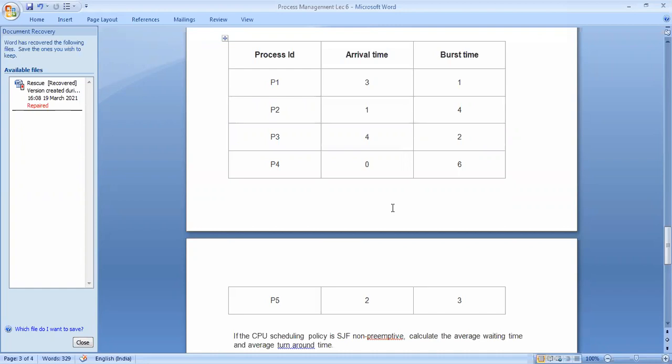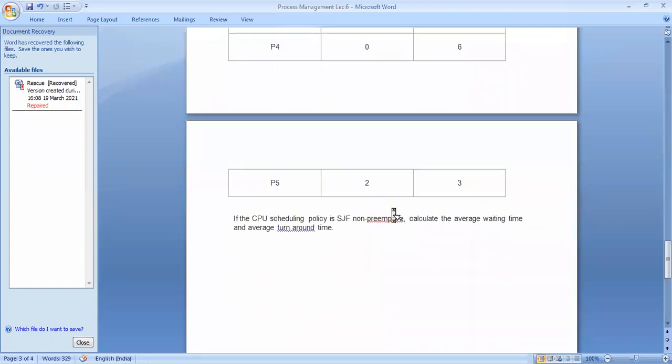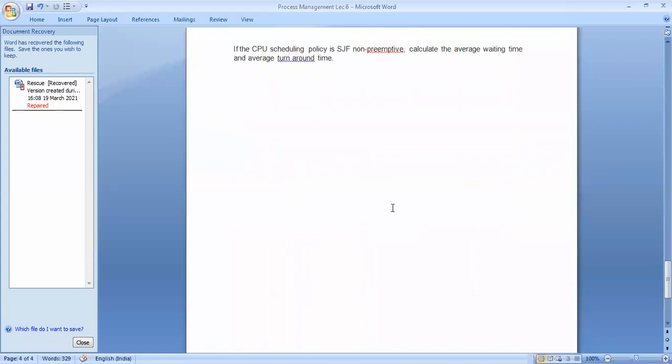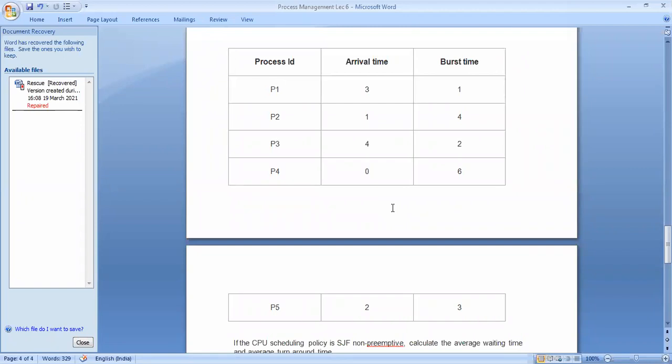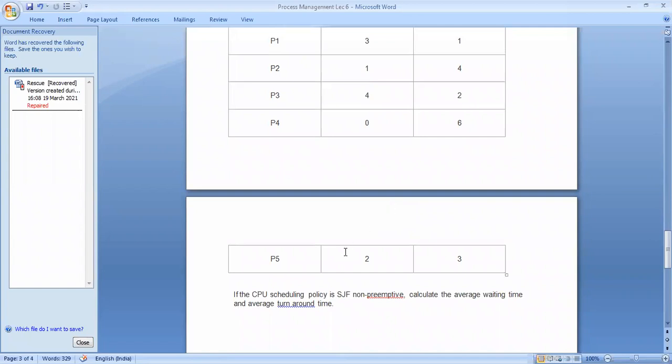Here the most important thing is that first of all we prepare the Gantt chart. So now you tell me. Wait.